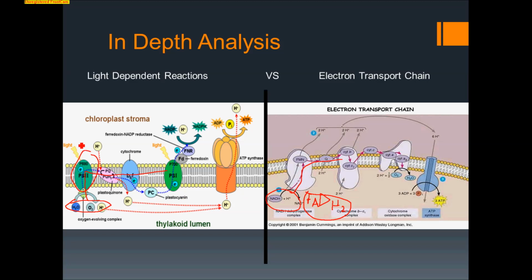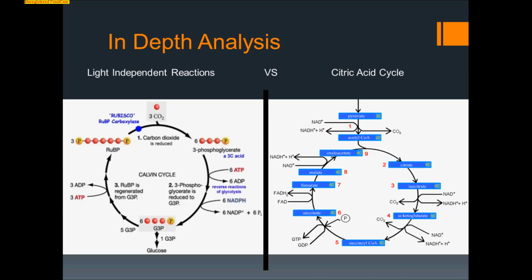And another difference is that the light-dependent reactions need light to function, and the electron transport chain doesn't. The next pair of stages in photosynthesis and cellular respiration that are similar are the light-independent reactions and the citric acid cycle. This is going to be a little more brief than the last slide.